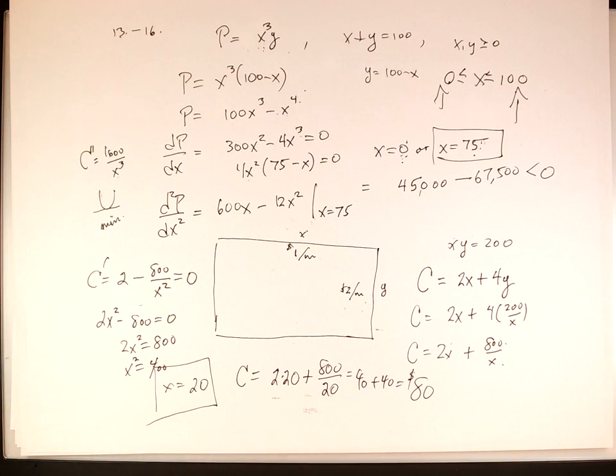So to find the minimum cost? Yes. You plug in the 20 to the original thing. Yep. That's it. Any questions on that?